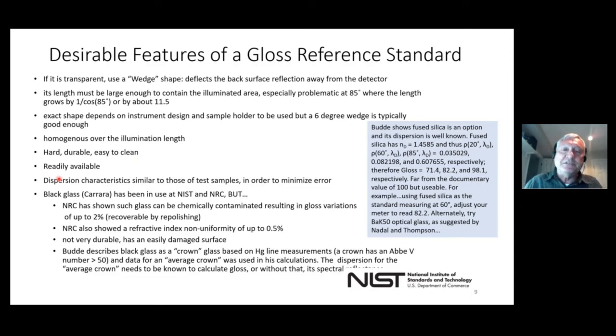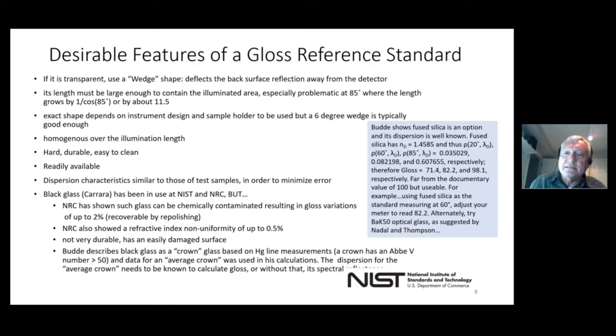And it should have dispersion characteristics similar to any test sample so that errors are minimized when taking the ratio of the luminous fluxes. You don't want to take ratios if the reflectance of your test sample and your standard don't have the same general spectral shape. Otherwise, if there's a wavelength calibration difference between your gloss instrument and the instrument that calibrated the standard, there could be an associated error in the ratio.